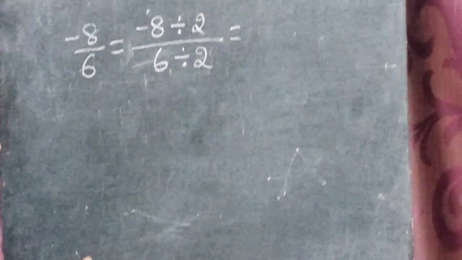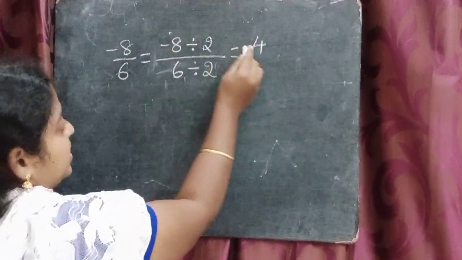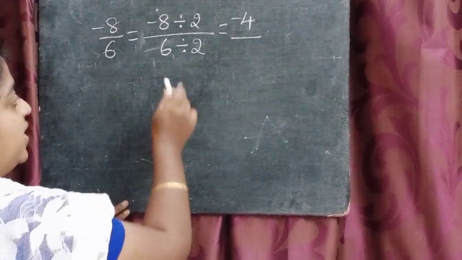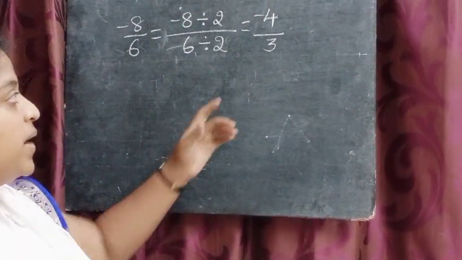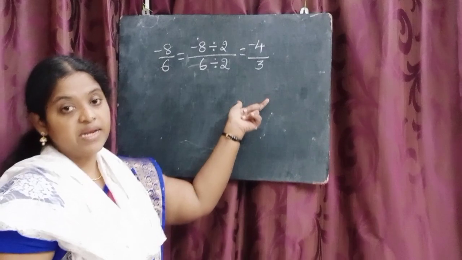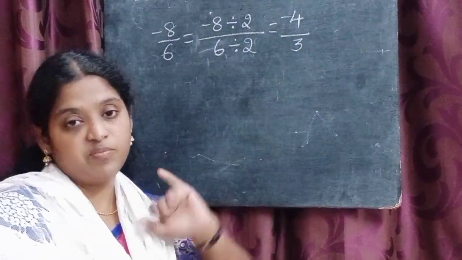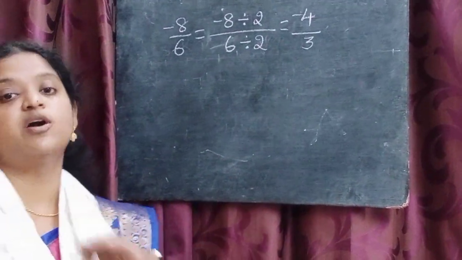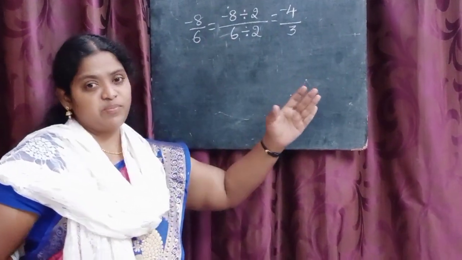In 2 table, where you will get 8? 2 4s are 8. But the symbol is minus. So don't forget to write there. Minus 4 by. In 2 table, where you will get 6? 2 3s are 6. So now minus 4 by 3. Minus 4 by 3. 3 is a prime number. So it will not be in any other table. So once you get the prime number, whether it is in the numerator or the denominator, no need to do the division for that, because only the common factor will be 1.